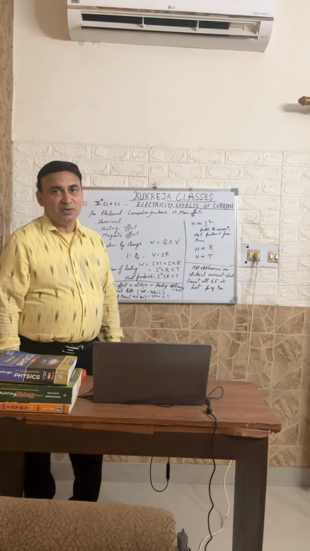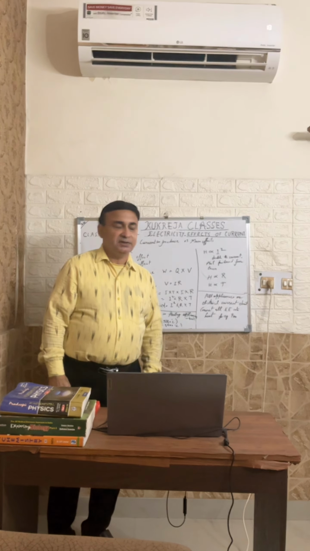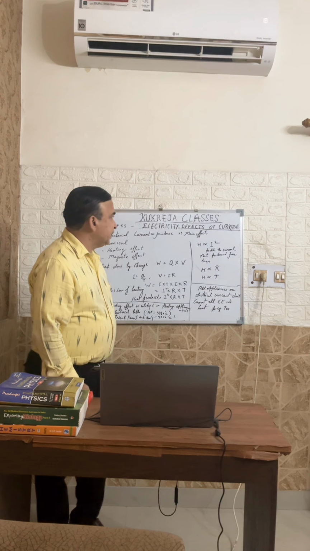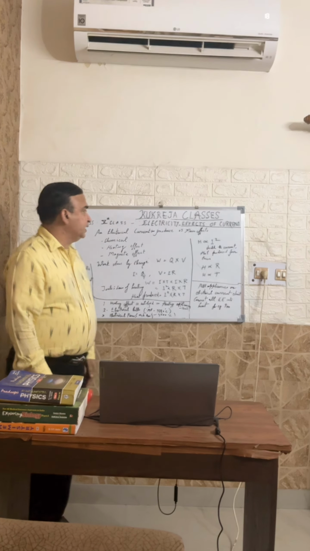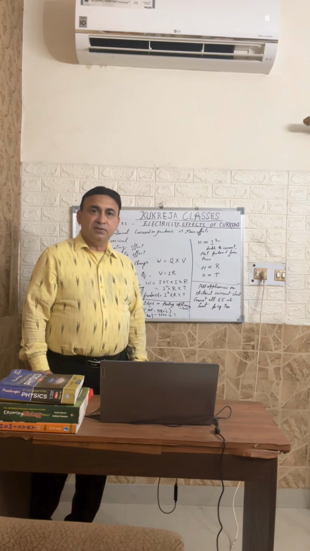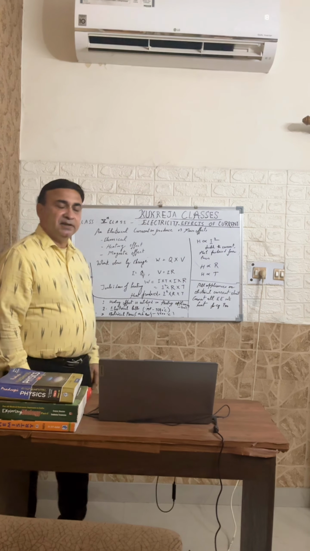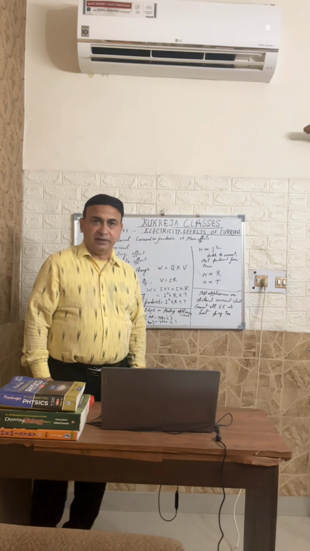Today we will learn about the heating effects of the current and magnetic effects of the current. Starting with the heating effects of the current, the electric current can produce three main types of effects. First is the chemical effect, second the heating effect, and third the magnetic effect.